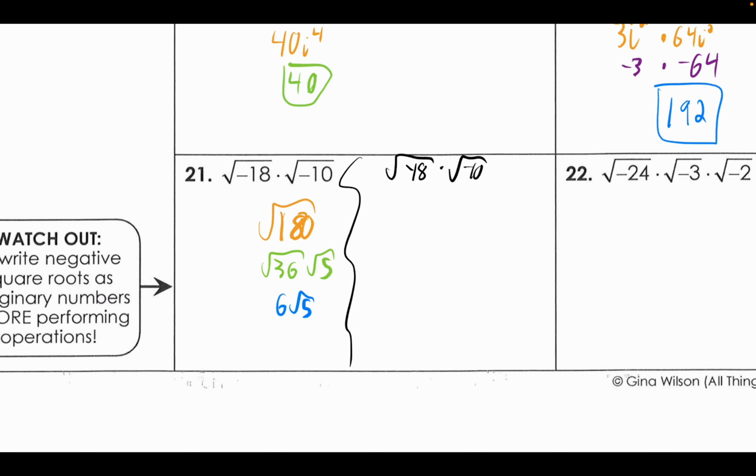So we would need to call this the square root of -1 times the square root of 18. And we need to call the other one the square root of -1 times the square root of 10. In doing this, we can note that it is i times the square root of 18 times i times the square root of 10. And as we multiply these together, we do i times i to get i squared, and we do square root of 18 times square root of 10 to get square root of 180.